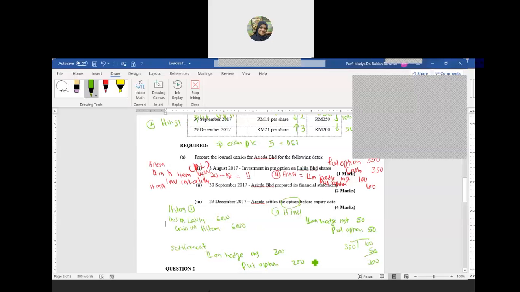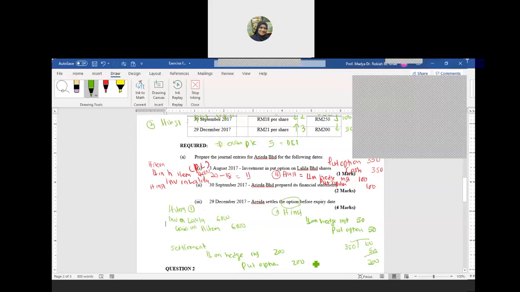And then loss, since you have a loss here, we don't have a cash there. Okay, so for the put options here, we just debit loss. The effect here will be a loss because you already bought that one, so you cannot debit your cash. You just debit a loss on settlements, loss on settlements of put options.